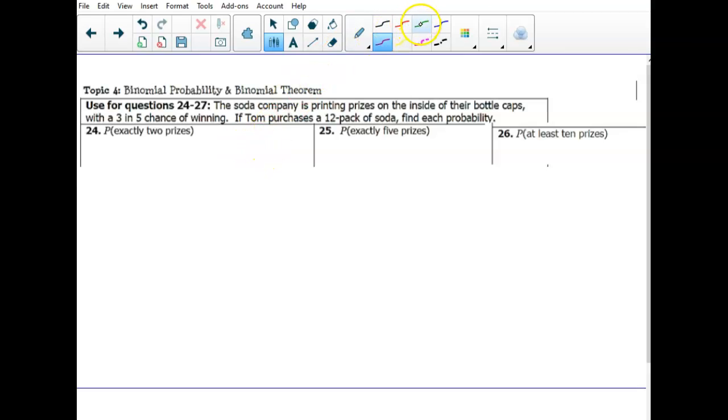This is what I wanted to get to. Took me long enough, huh? But we need to talk about normal probability and binomial probability. Sorry, I didn't read that right. We are not doing binomial theorem, which I hope we have time to talk about. It's kind of fun, but the soda company is printing prizes on the inside of their bottle caps.